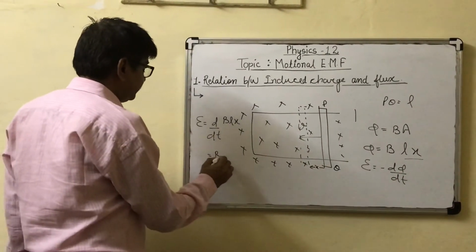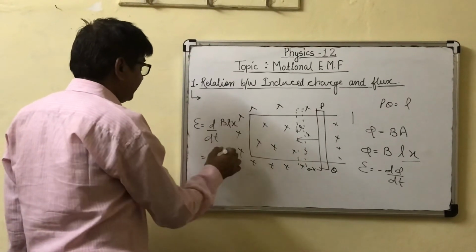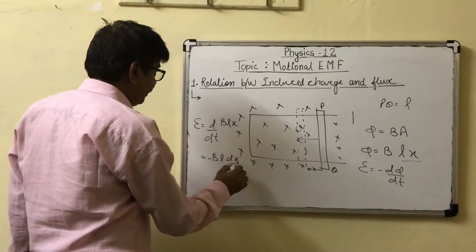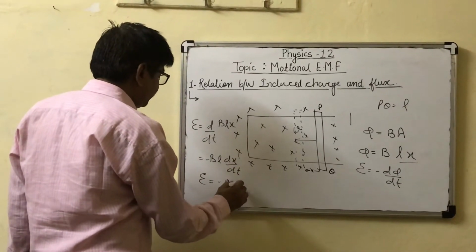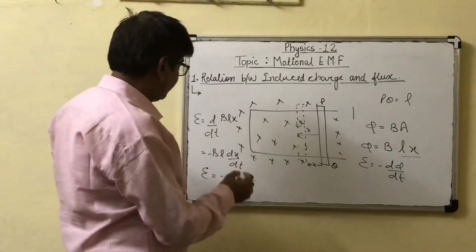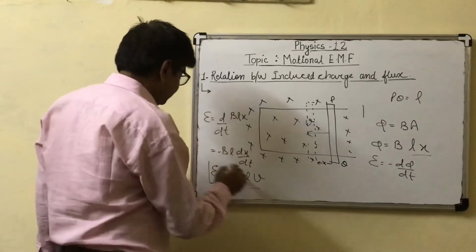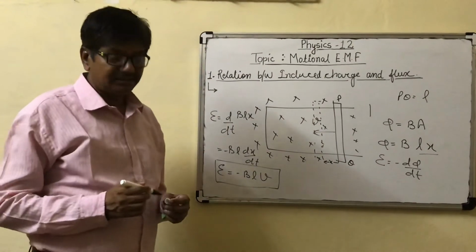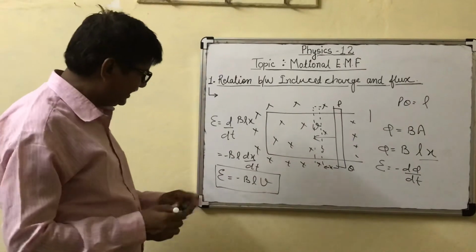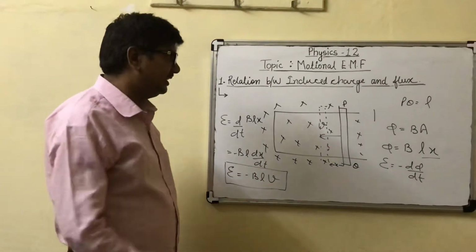So induced EMF is equal to minus B L dx by dt, and because dx by dt is velocity, this is the induced EMF: E is equal to minus B L v. The minus sign indicates direction. Direction is given by Fleming's left hand rule and Lenz law.